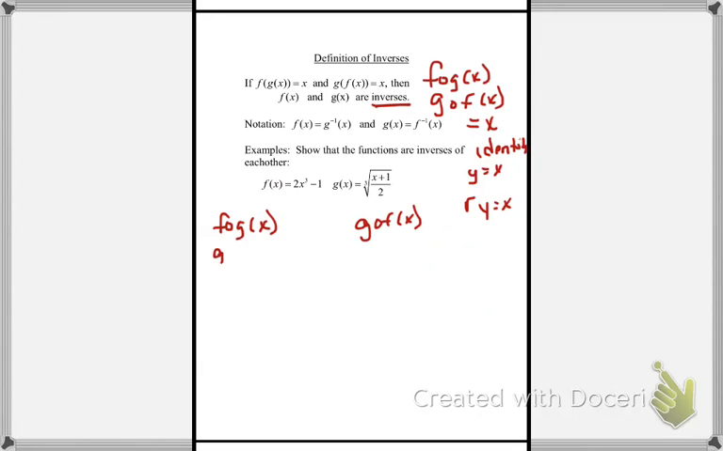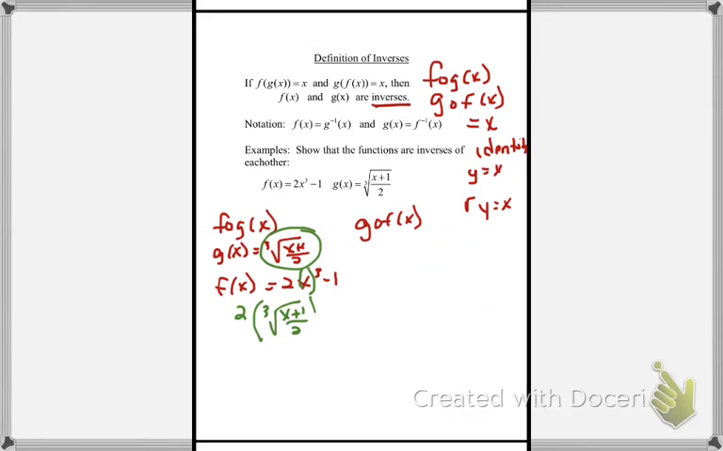So we take the g of x, and don't panic over the fractions. They pretty much work out if they're true inverses. We substitute the g into the x of the f, and we get 2 times the cube root, and this is going to be cubed. The cubes cancel out. The 2's cancel out. The 1's cancel out, and we're equal to x.